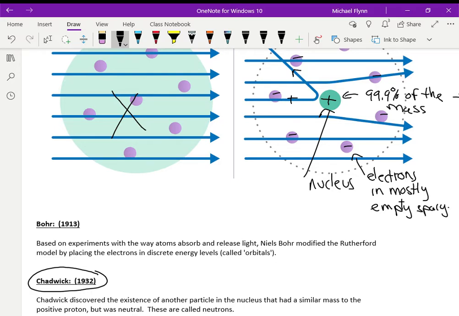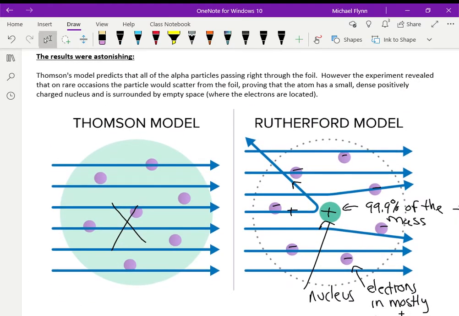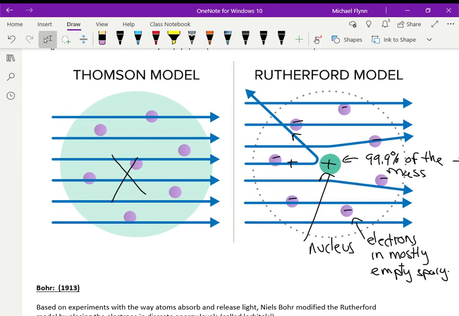So the point is these two models are very different. In the blueberry muffin model, the atom itself was quite large, and was not mostly empty space. But the truth is that it's actually mostly empty space, which is why most of the alpha particles just go right through. But every once in a while, you get a hit. And when you hit the nucleus, you'll see that the nucleus must be positively charged.